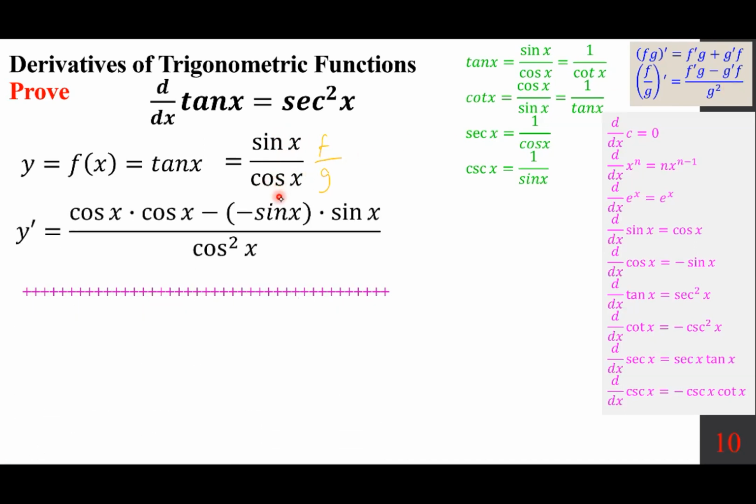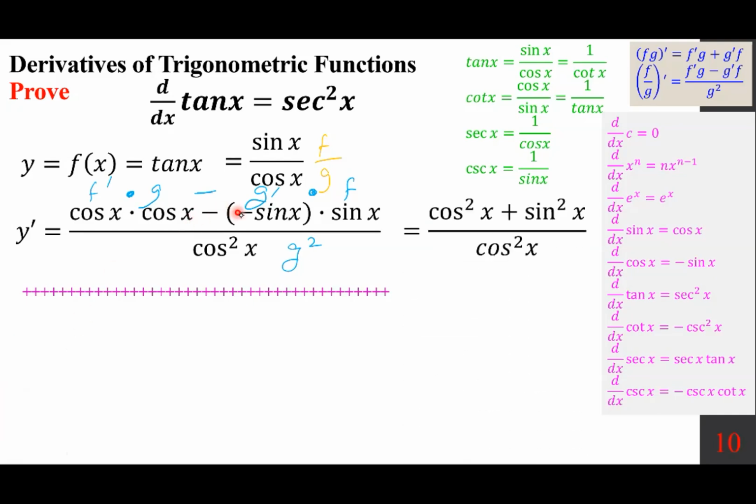So in other words, we have f prime g minus g prime f over g squared. Now, obviously, this becomes positive, and many should know that sine squared and cosine squared add up to 1. So 1 over cosine squared.